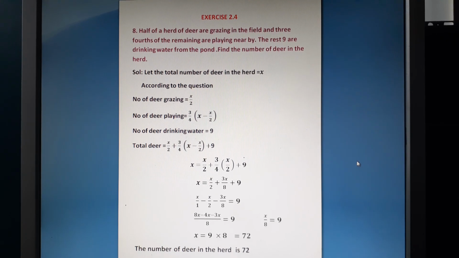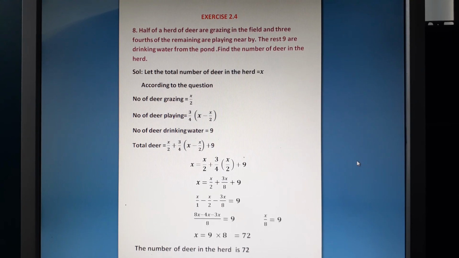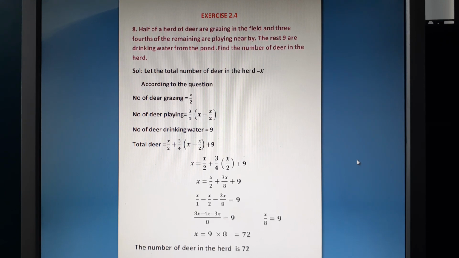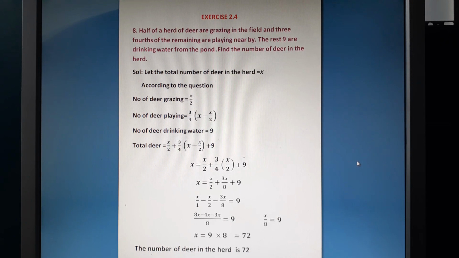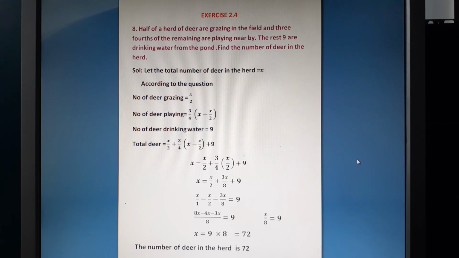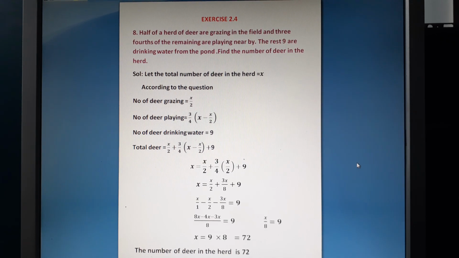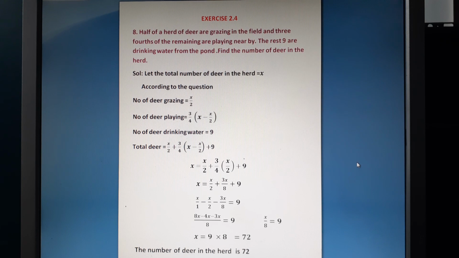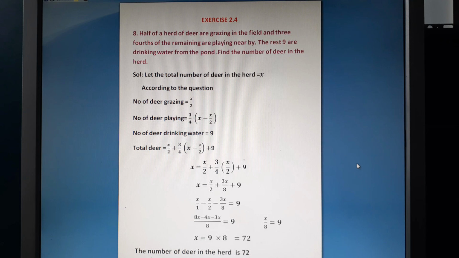Solution. Let the total number of deer in the herd be x. According to the question, the number of deer grazing is equal to x divided by 2, because the total number of deer is x, and half of the deer means x by 2. Number of deer playing is equal to 3 by 4 into remaining. Here I already explained, remaining means x minus x by 2. Number of deer drinking water is 9.